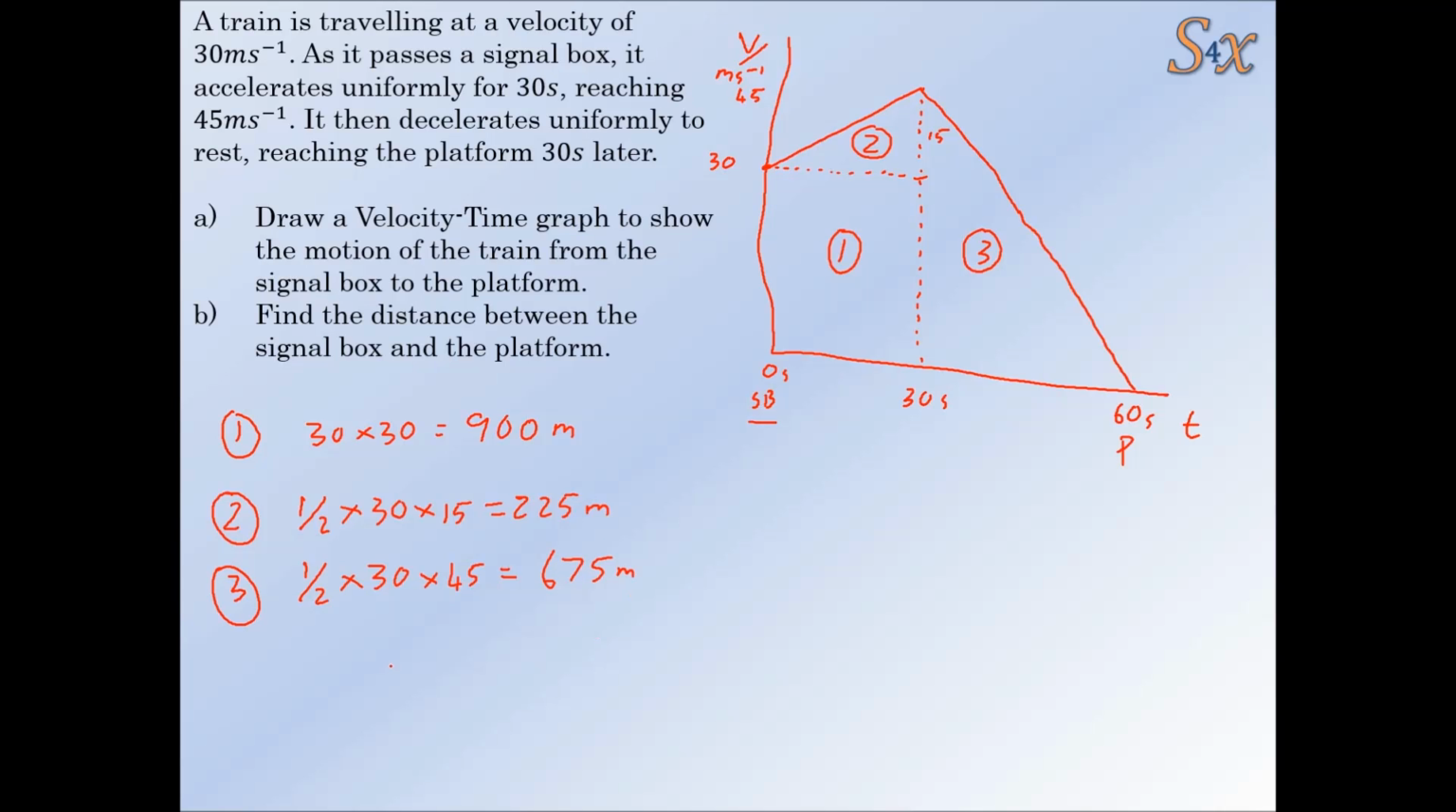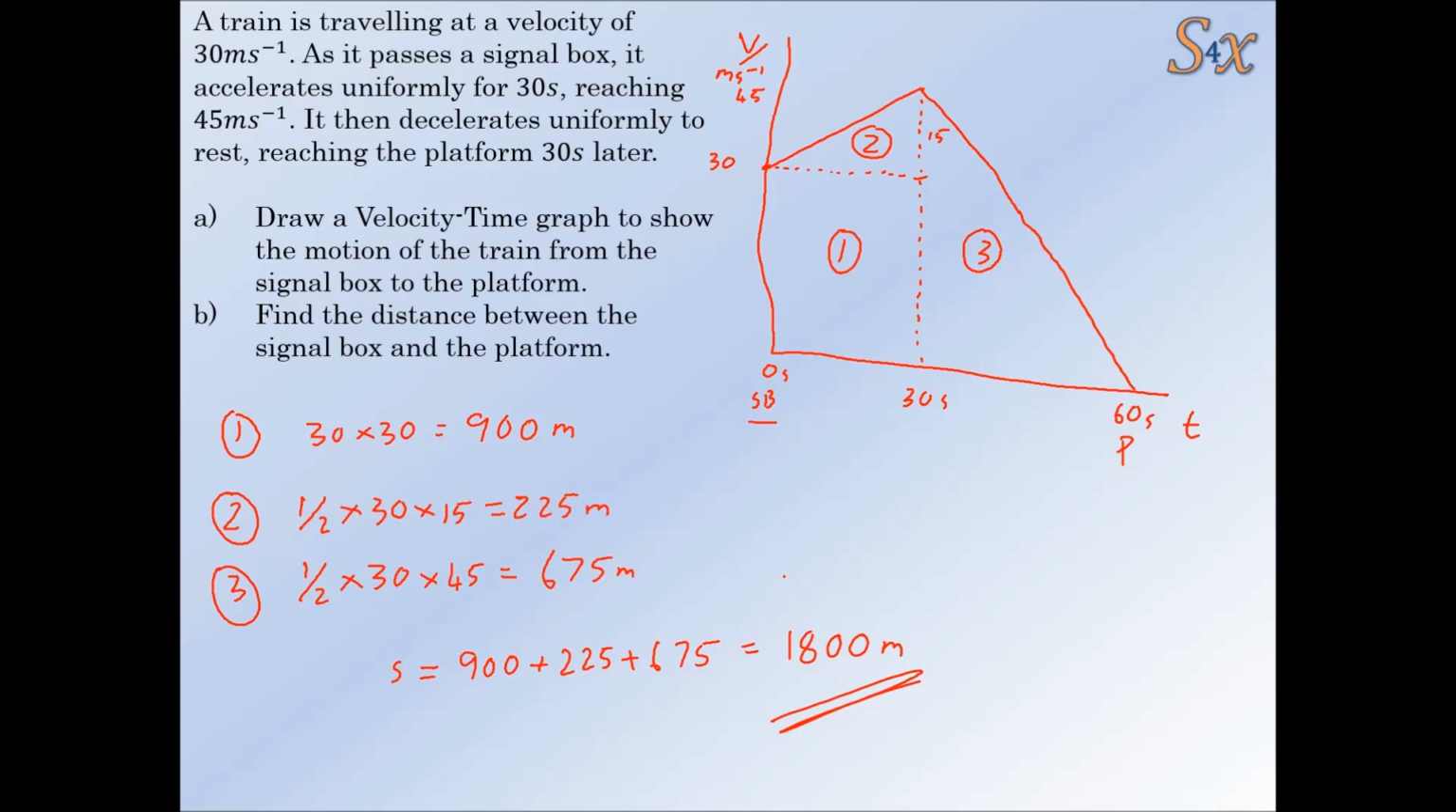And all I do to find the total distance traveled, which I'll call S for displacement. I know it seems strange to use S for displacement. It's just convention, really. It's not because it stands for anything. You'll see it used quite a lot in the next chapters on constant acceleration. So we just add all these areas together to give the total distance. So we do 900 plus 225 plus 675, which gives us 1,800 meters traveled. Okay, and that gives you the answer to part B. So hopefully that made sense.